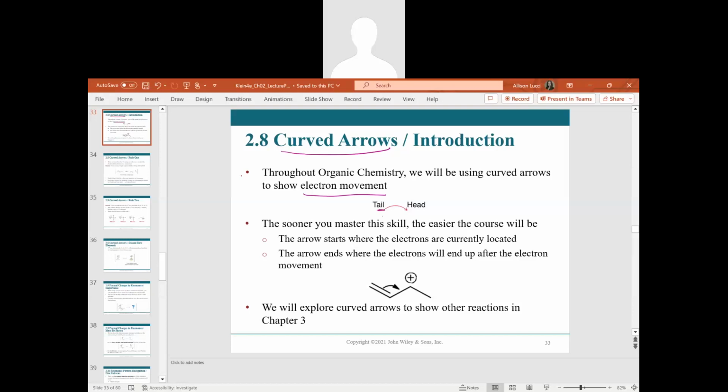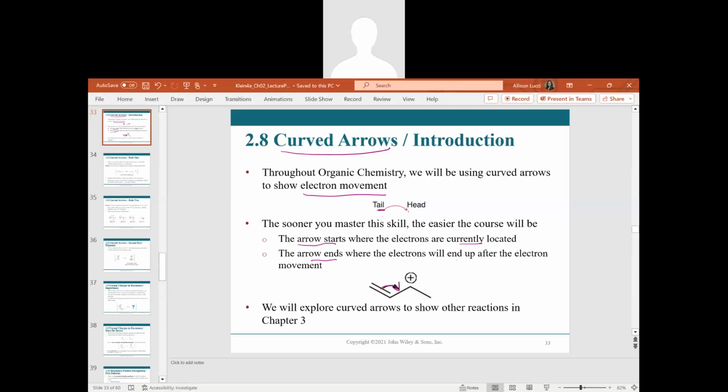The tail end of the arrow is where electrons start, and the head, the other side with the point, shows us where the electrons will end up. So the arrow starts at the tail where the electrons are located, and ends at the head where they will end up after the electron movement. Here we see a double bond, and these electrons are moving over here. What will this look like when these electrons move over here? Will that formal charge still be there? We'll take a look in a second.